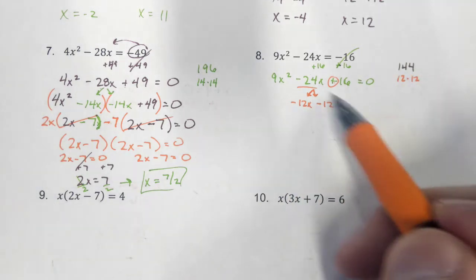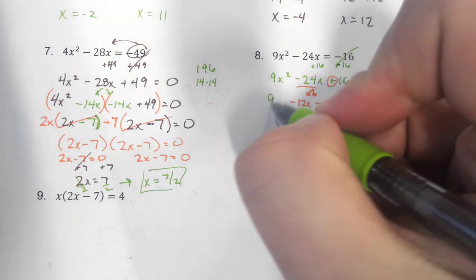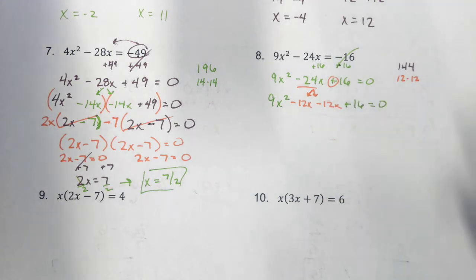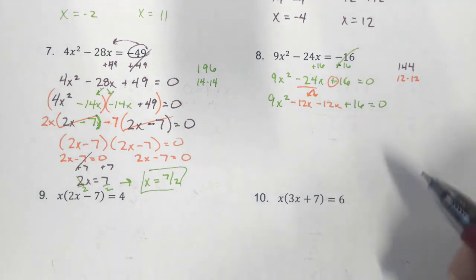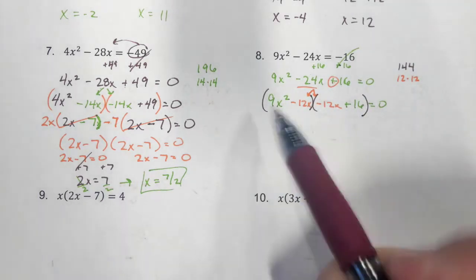If we were to put those together, you would still have negative 24x. We didn't change anything. Everything else just tags along for the ride: the 9x squared, the plus 16, and the equal to 0. So we did this on purpose. We did this to group the first two and to group the second two.